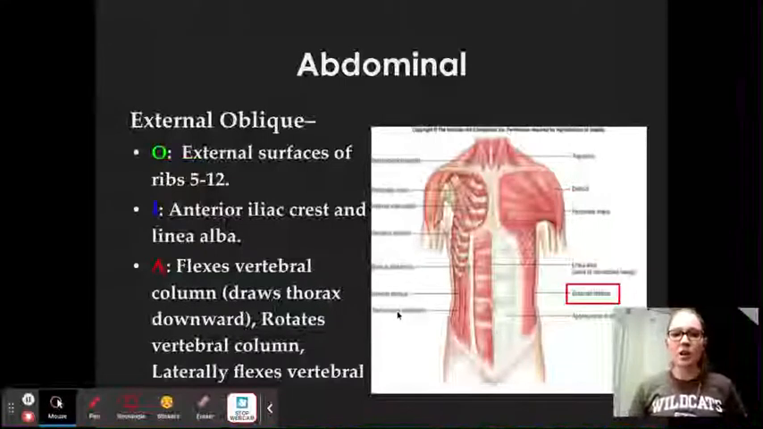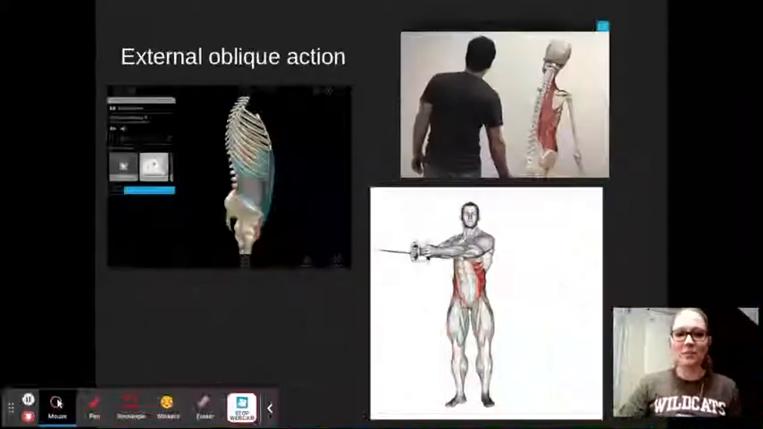The action of the external obliques: it flexes the vertebral column, it rotates the vertebral column, and it laterally flexes the vertebral column. So let's look at what all of those actions actually mean.